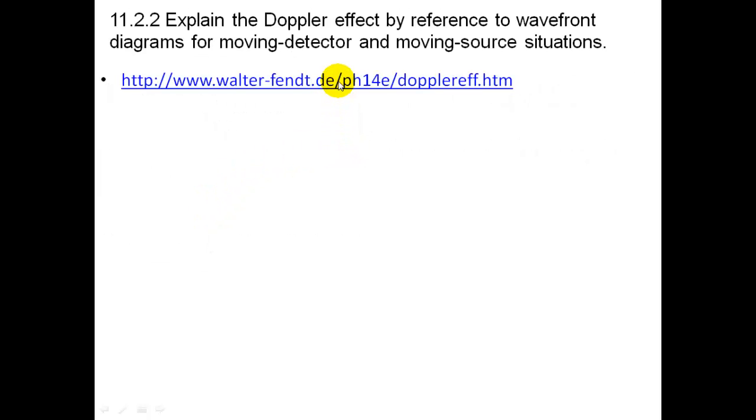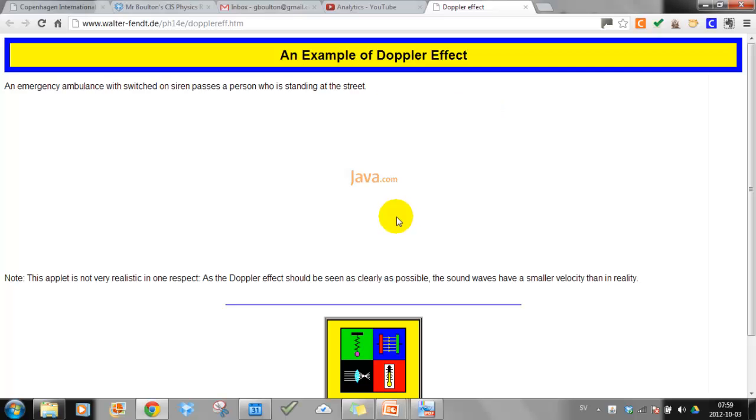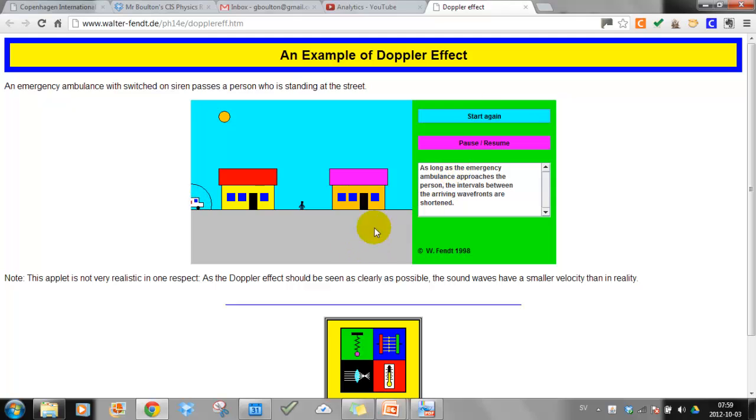One way of looking at this is to look at wavefronts, and we'll click on this. So what's happening is the ambulance is arriving and coming towards the observer. It's sending a pulse, at a certain frequency, every second or so, and observe what happens to the wavefronts as the source approaches the observer, and when the source recedes from the observer. So start again.